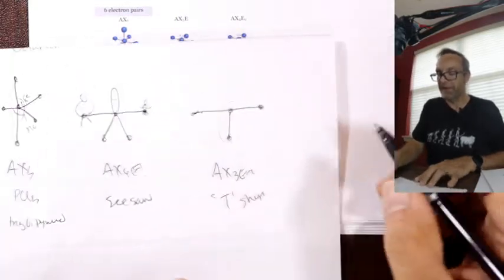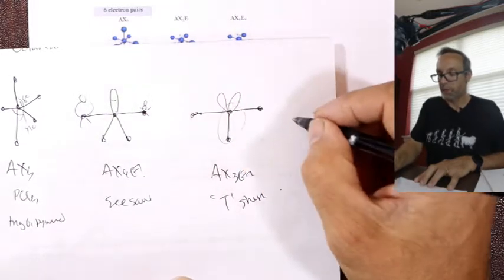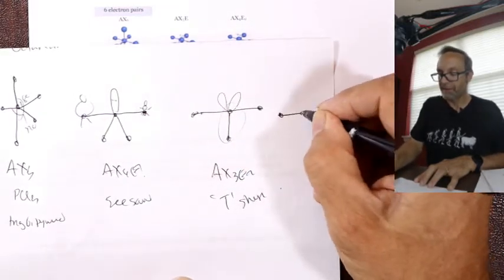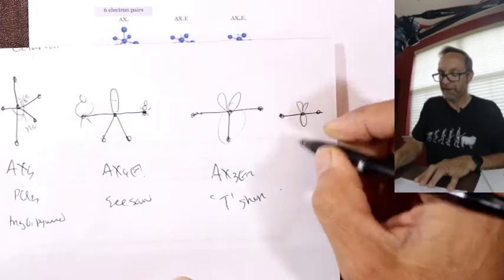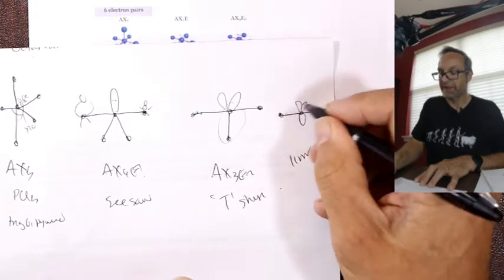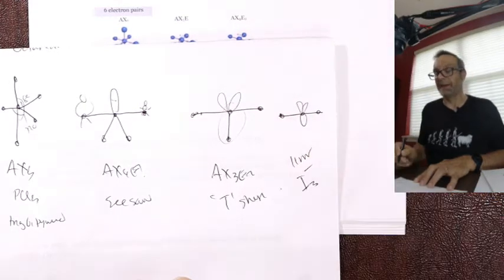And finally, one more. So there's lone pairs like that. One more. Three lone pairs around the middle. That's linear with a 180-degree bond angle. I3 minus is a classic, okay?